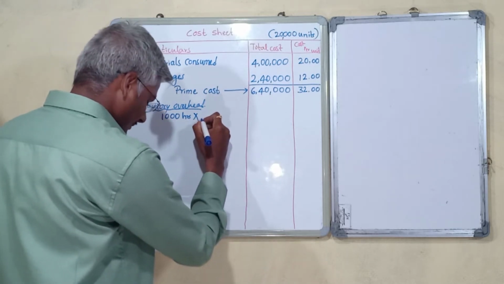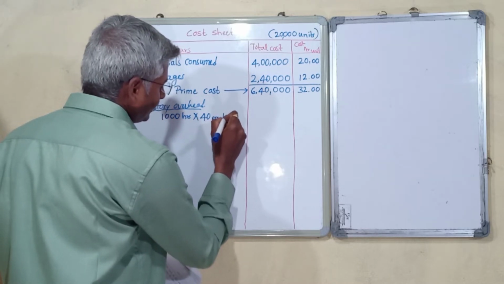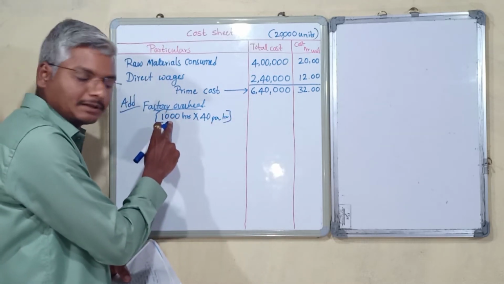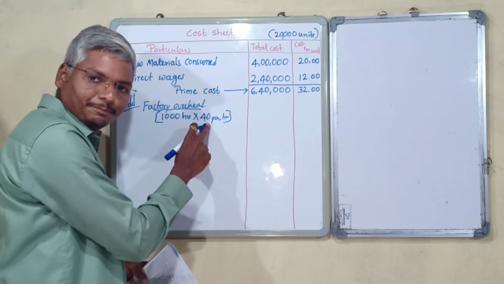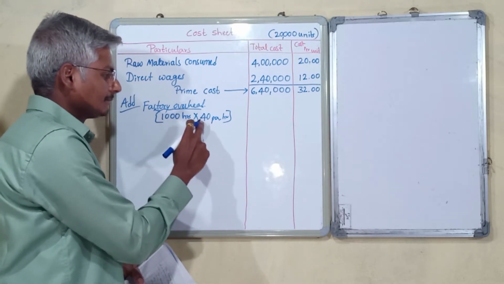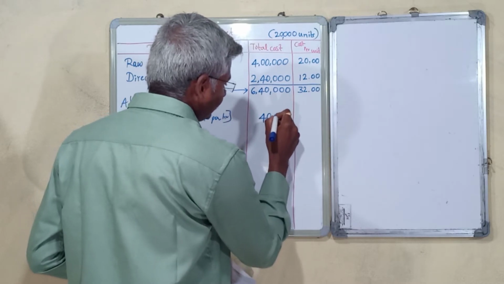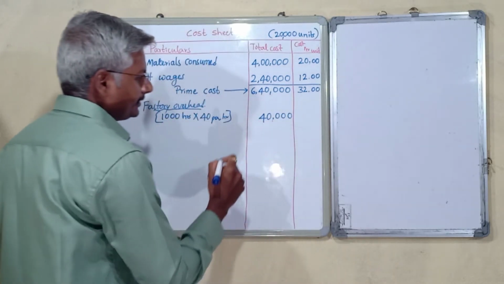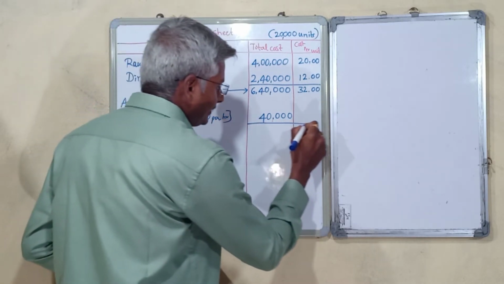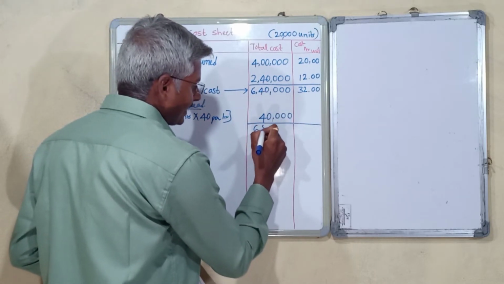machine hour rate is 40 per hour. Machine hour is 1000 hours and the rate for a particular machine hour per hour is 40 rupees. So 1000 multiplied by 40 rupees will get 40,000. Then if we add these two, 6 lakh 40,000 plus 40,000 is 6 lakhs 80,000.